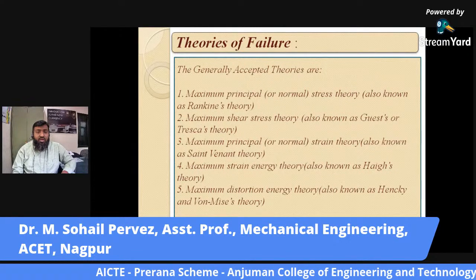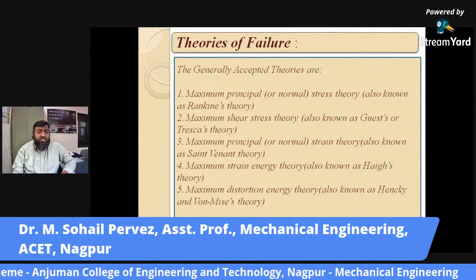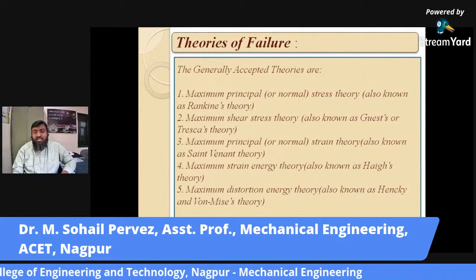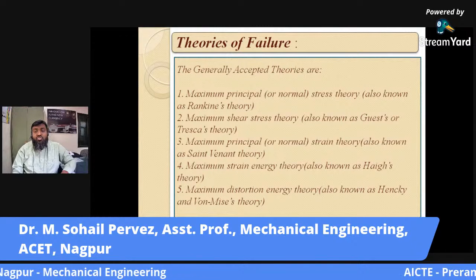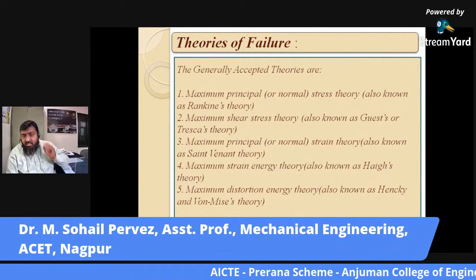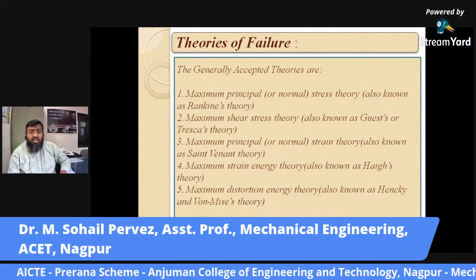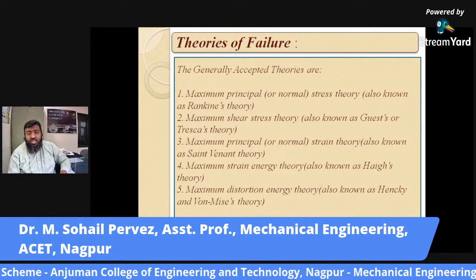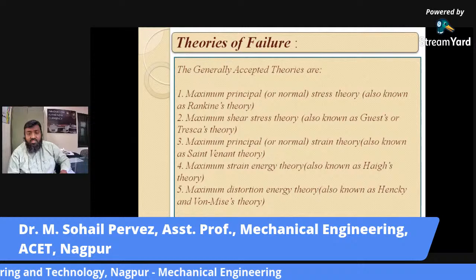Maximum principal or normal stress theory, also known as Rankine's theory. Maximum shear stress theory, also known as Guest or Tresca theory. Maximum principal or normal strain theory, known as St. Venant's theory. Maximum strain energy theory, also known as Haigh's theory. And the last one is maximum distortion energy theory, also known as Hencky and von Mises theory.